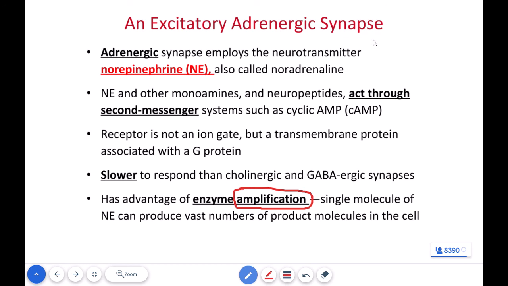Now, yes, we have enzyme amplification, so a very small amount of epinephrine and norepinephrine gives us a profound effect. But because there are more steps involved with this process at a cellular level, it takes a little bit longer for the signal to go from outside of the cell to inside of the cell because of those protein cascades we need to work through, all of those secondary messengers.